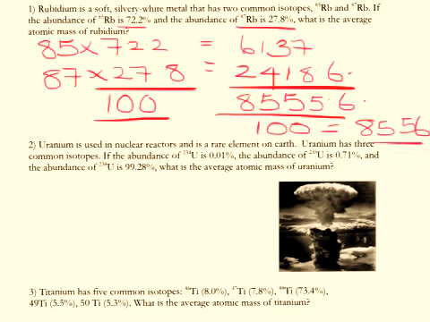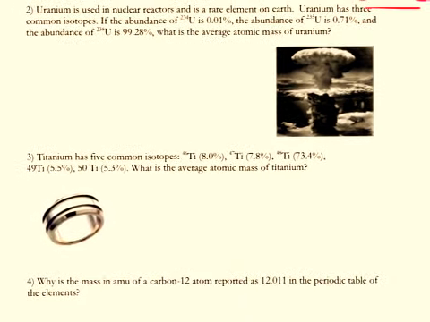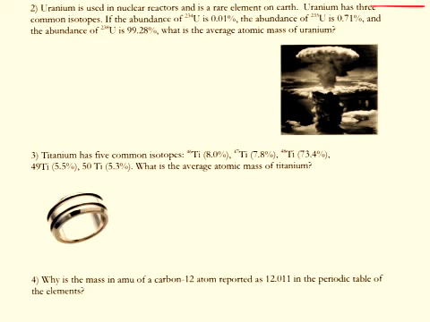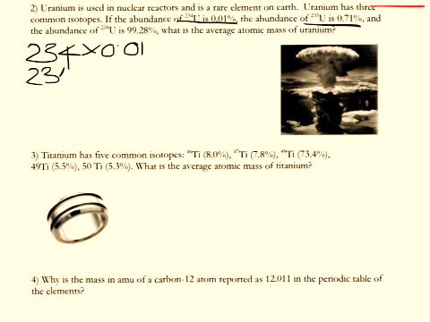Okay, let's take a look at another example, to help you get your head around how to do this. So we've got uranium this time. Uranium is used in nuclear reactors. It's a rare element on Earth. It's got 3 common isotopes, and the abundance of uranium-234 is 0.01. We've got uranium-235 at 0.71. And we've got uranium-238 at 99.28.